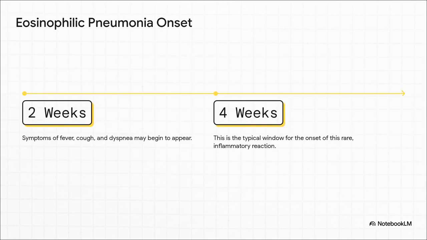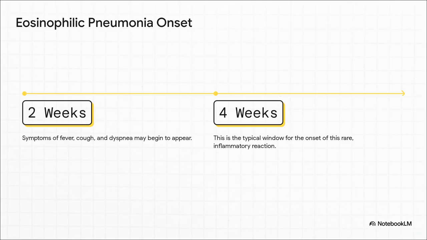Now, there's another one, much rarer, but it can be fatal, and you have to have it on your radar. It's called eosinophilic pneumonia. This isn't an infection, it's a strange inflammatory reaction in the lungs. The single biggest diagnostic clue is the timeline. It almost always develops 2 to 4 weeks after starting therapy, and it shows up as a fever, cough, and progressive shortness of breath.